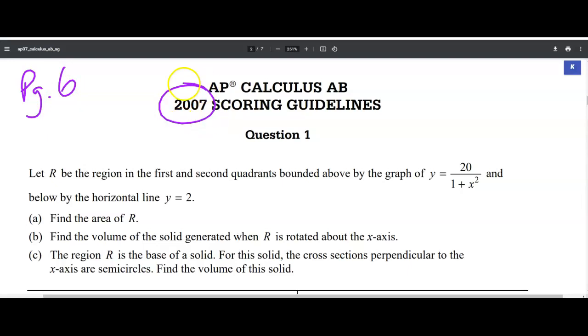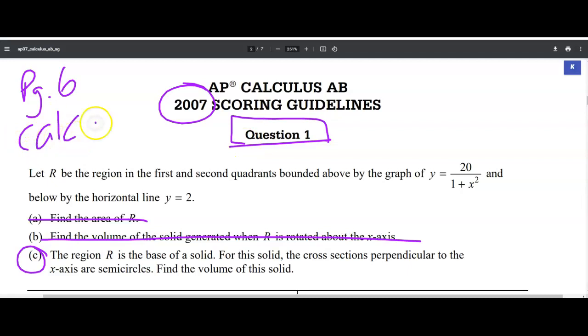It's the 2007 question 1. I'm not going to be doing A or B just because I feel like they'd be a little bit repetitive from what we've already done in this video, but I will be doing part C. A thing to take notice of here is that this is question 1, so once again it is a calculator-based question. All right, so without any further ado, let's go ahead and read the instructions here and see what we can figure out.